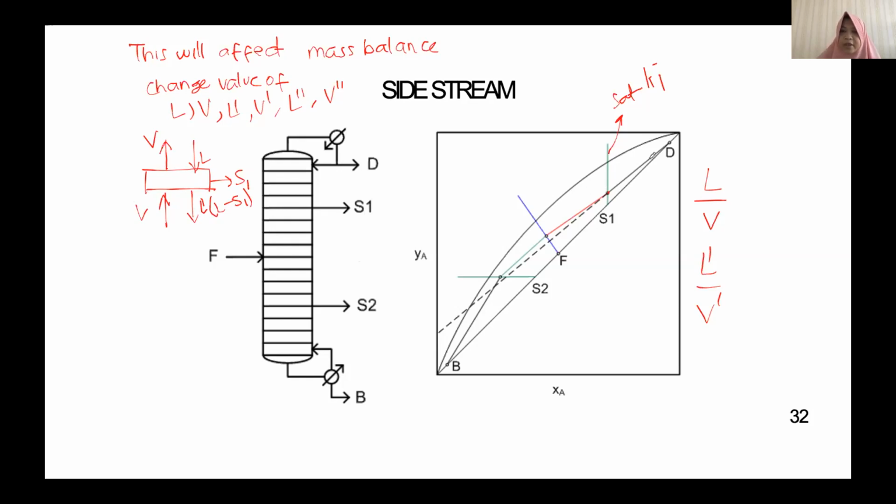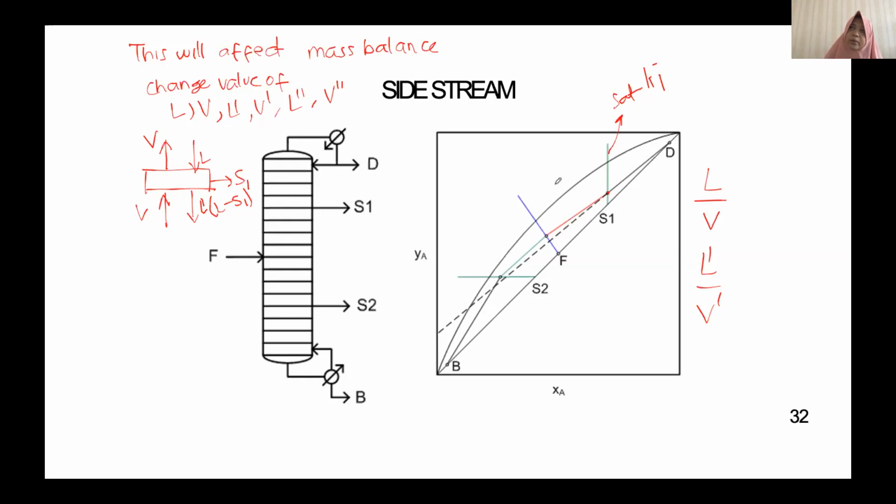If you see over here, which one is steeper? Mana yang lebih curam? This one or this one? The operating line or the lower one? The lower one. Yeah, it should be. This is the lower one. Okay, it's because this is L over V, so the slope is L over V.